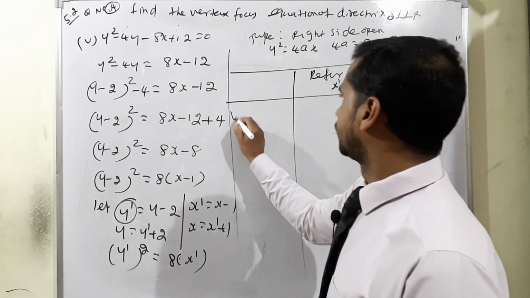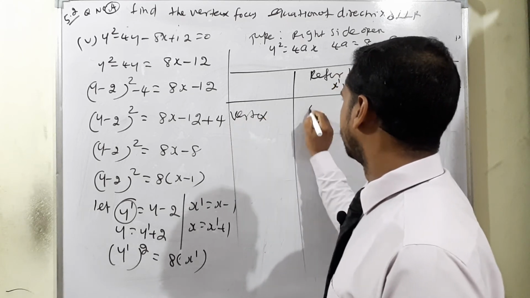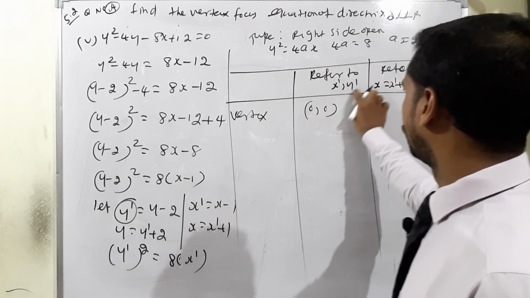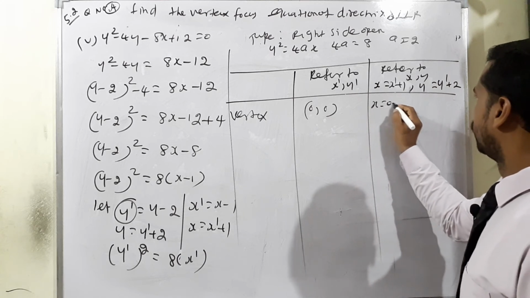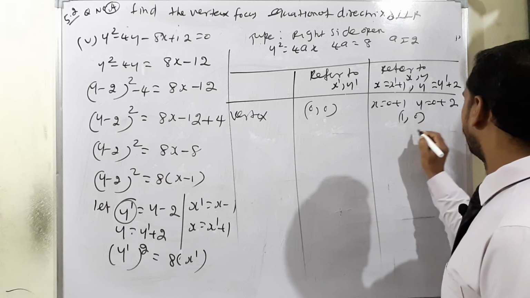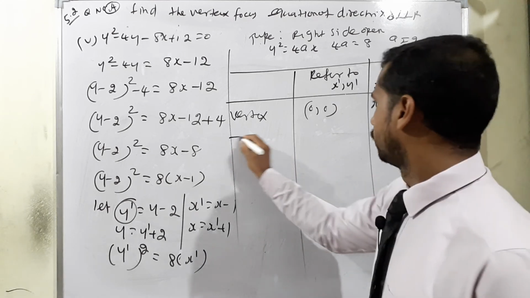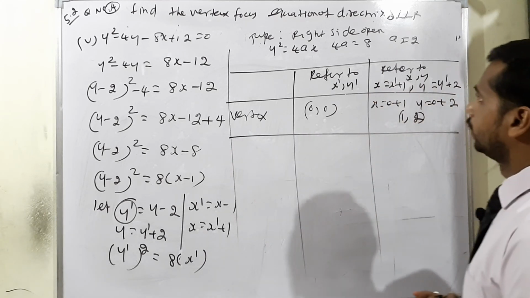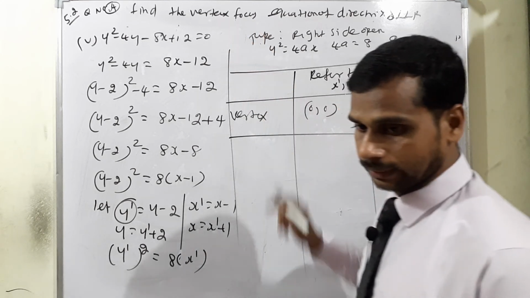So first one is the vertex, isn't it? Vertex point 0 comma 0, x dash is equal to 0, y dash is equal to 0. So x is 0 plus 1 and y is equal to 0 plus 2. Therefore 1 comma 2, isn't it? Vertex 1 comma 2.